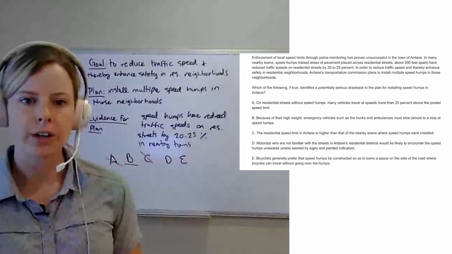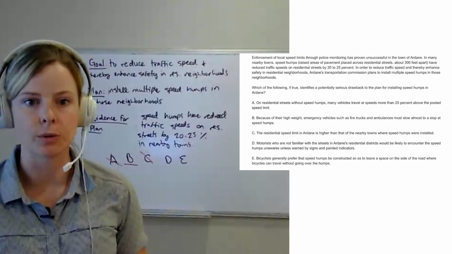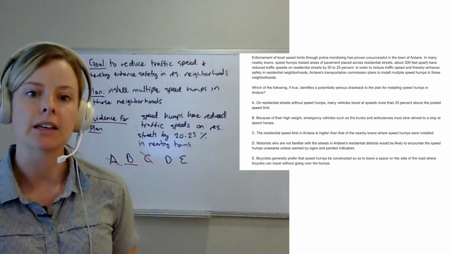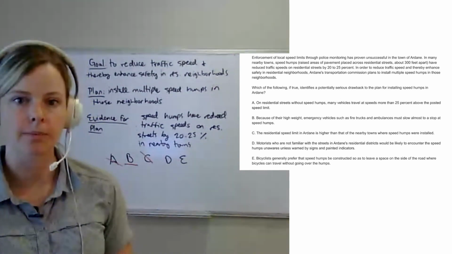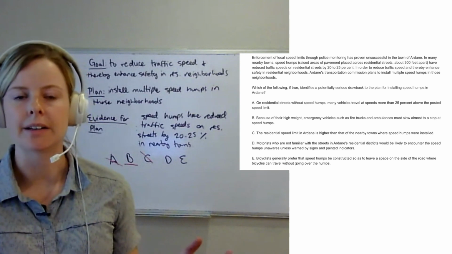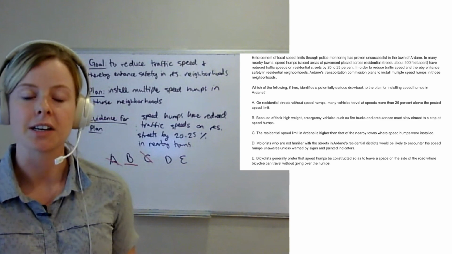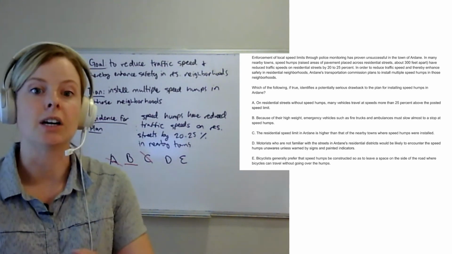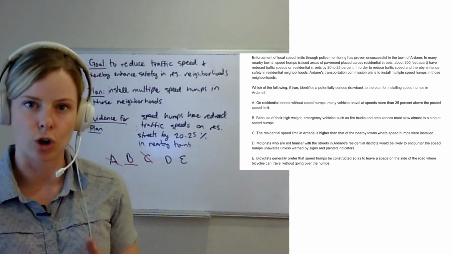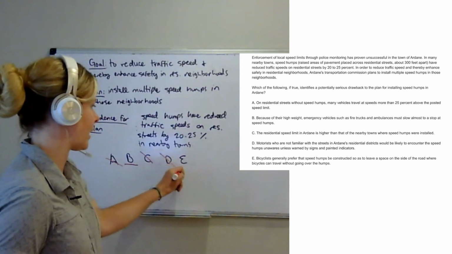D. Motorists who are not familiar with the streets in Ardane's residential districts would be likely to encounter the speed humps unawares unless warned by signs and painted indicators. The passage talks about installing speed humps, but it doesn't preclude anyone from also installing these signs and indicators. So probably seems like a good idea to also build these signs and these indicators, but it doesn't give us a drawback to installing the humps themselves. So D, not a serious drawback, get rid of it.